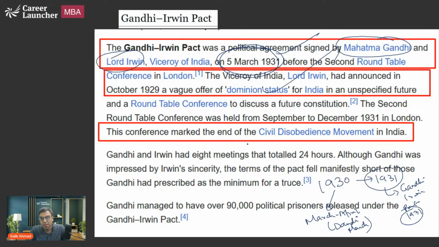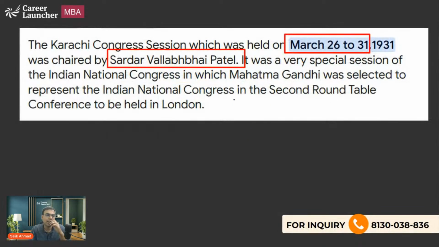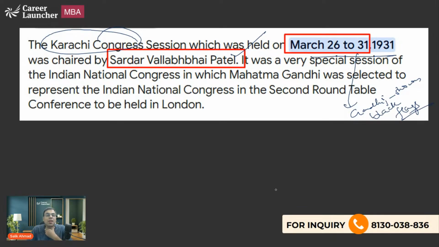And that is why, after the Gandhi-Irwin Pact, when Gandhiji was going for the Karachi session of Indian National Congress, which was held in Karachi, headed by Sardar Patel, on 26th to 31st March 1931, Gandhiji was shown black flags. Why was Gandhiji shown black flags? Because just 3 days back, on 23rd March, Bhagat Singh was hanged.